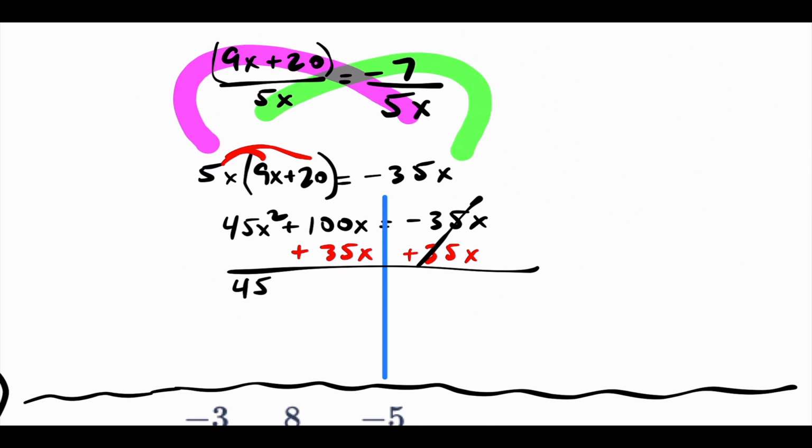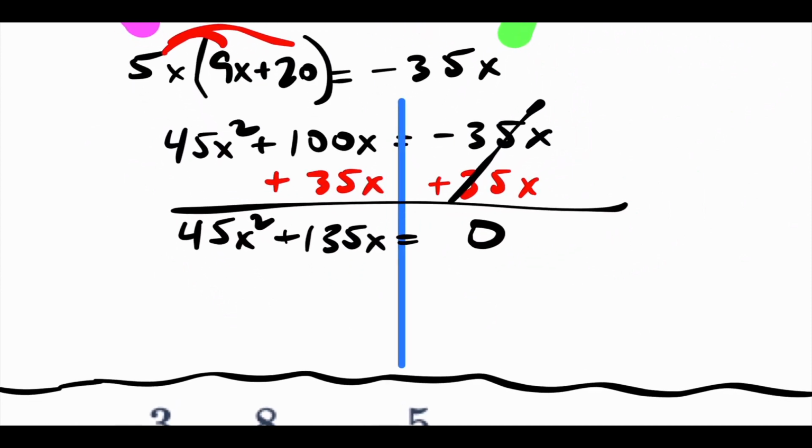So what do we get here? 45x squared plus 135x equals 0. It's a binomial. It's only got 2 terms. So it's already equal to 0. We've got to factor out a GCF now. Definitely x. We've got to figure out the biggest number that goes into 45 and 135. Well, 5 definitely, because they both end in 5, right? But let's see if there's something bigger.